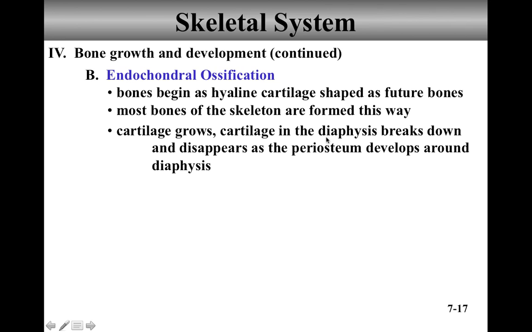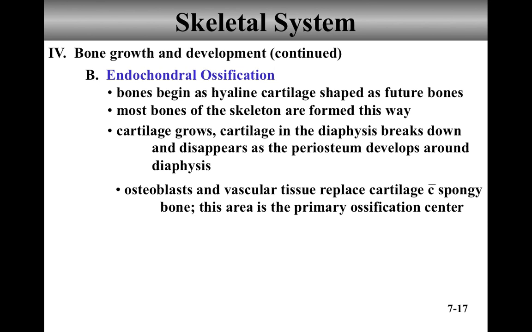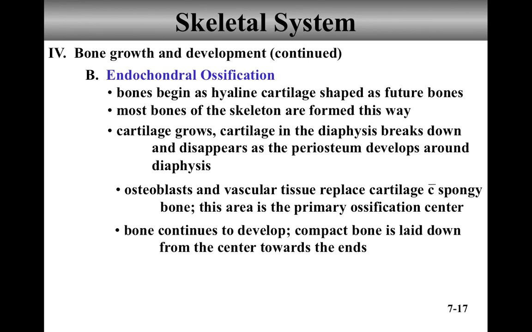The cartilage breaks down in that diaphysis, and it disappears as that periosteum develops around the diaphysis. And so we're not necessarily starting from within this time. We're starting around the outside of the bone. And then slowly those osteoblasts and vascular tissue like blood are going to replace that cartilage framework with our spongy bone. And that's called a primary ossification center, or the first place you start to make bone.